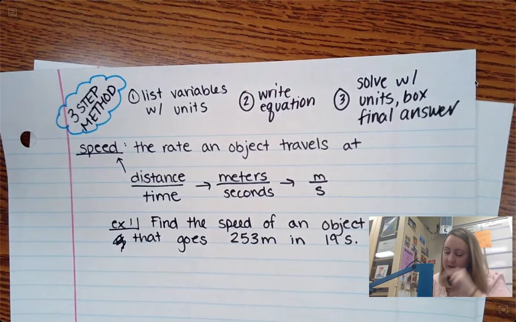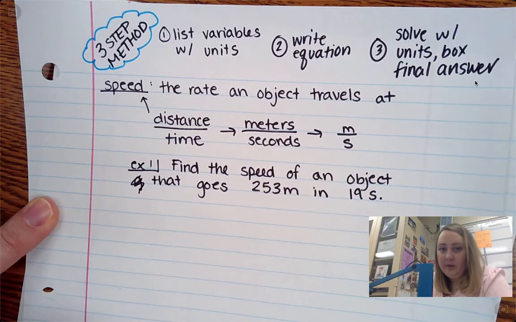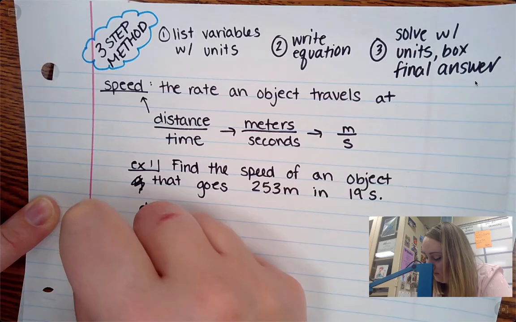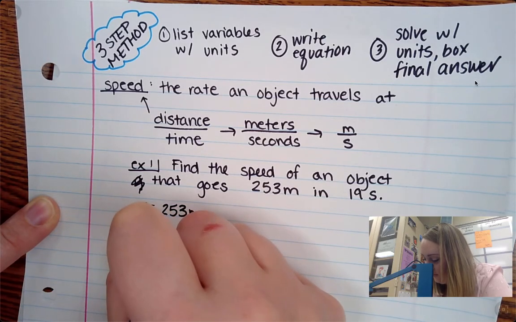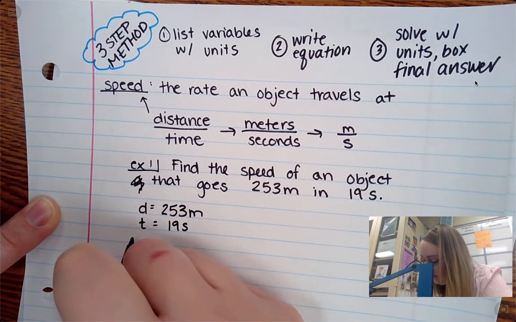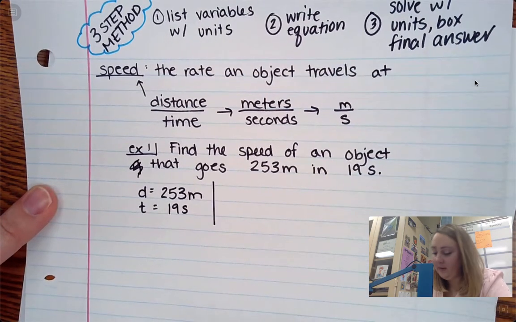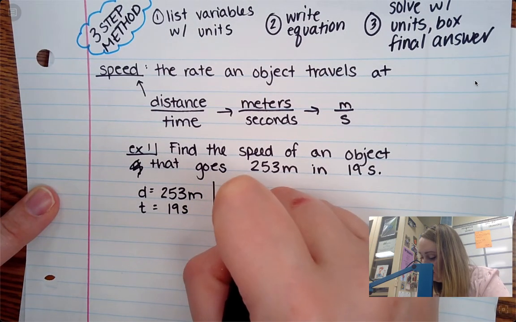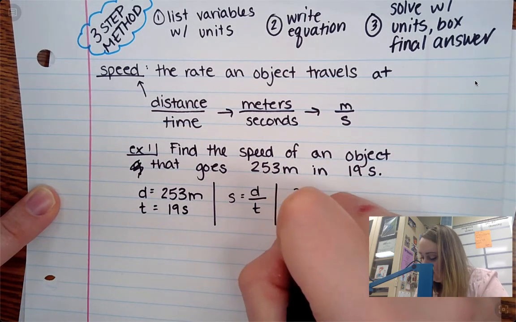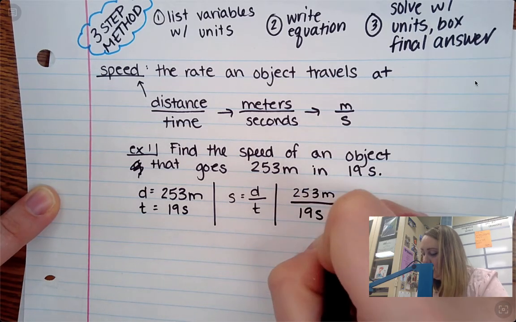All right, so we're going to apply that method here. Step 1, we're going to list the variables with units. So it says distance, 253 meters. Time, 19 seconds. Speed, we don't know. So now I'm going to write the equation. Speed is distance over time. Solve it. 253 meters, 19 seconds. There, I've shown my work.